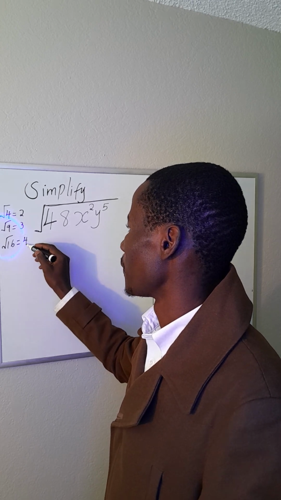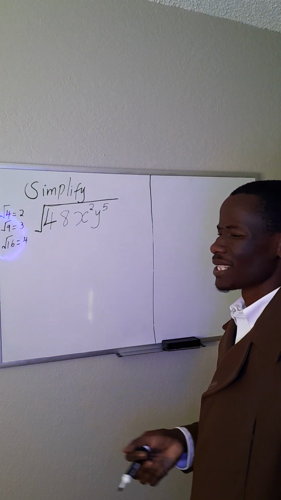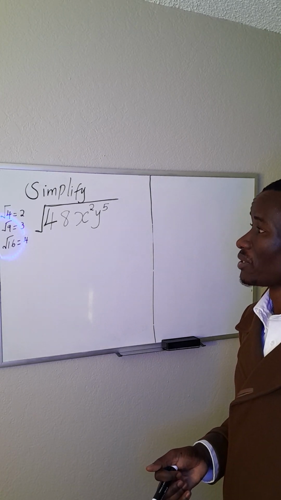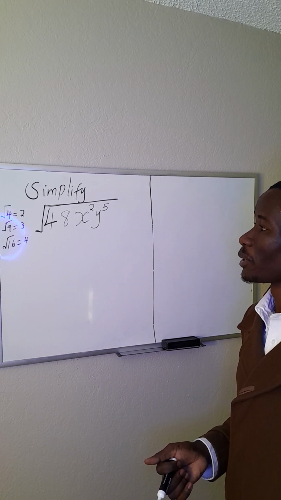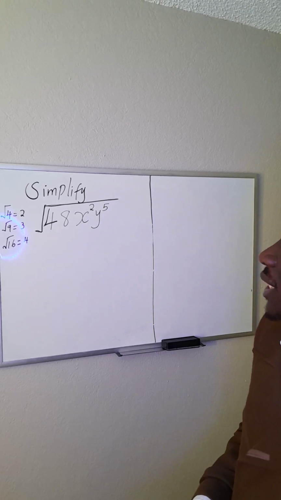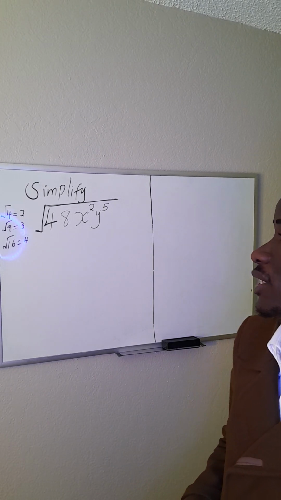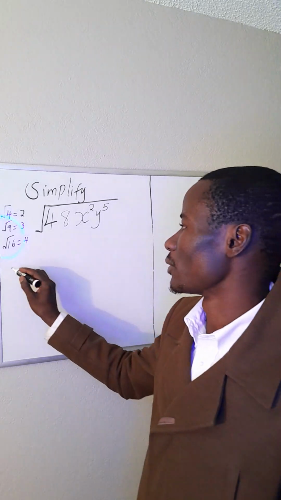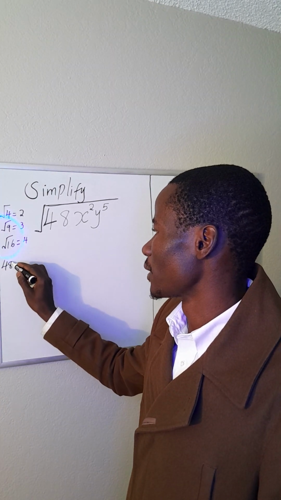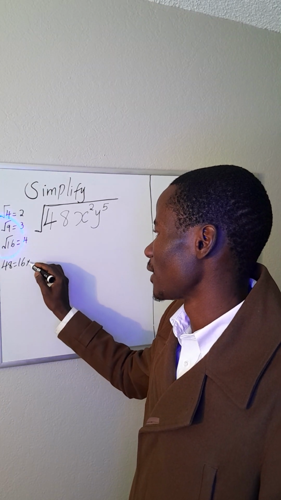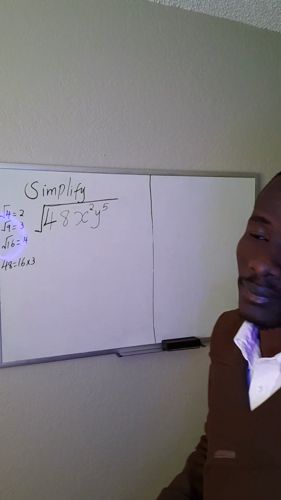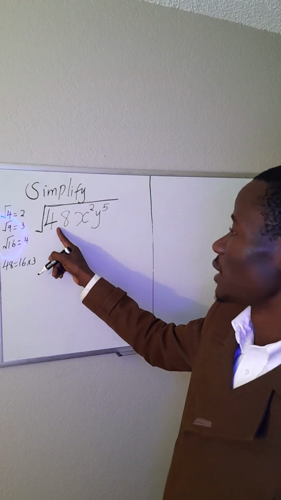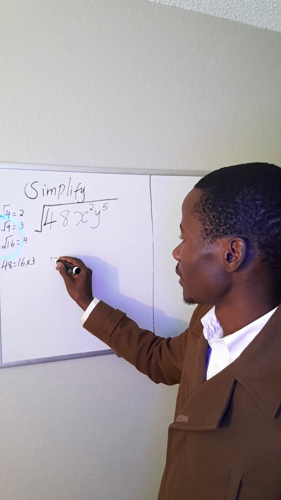The answer is 4. But now here we have a radical expression with variables, and looking at it, the coefficient, which is 48, is not a perfect square. So what we ask ourselves is, how else can I write 48? Therefore, 48 can be equivalent to 16 times 3. With that in mind, I want to split this and look at it as the root of 16 times 3.